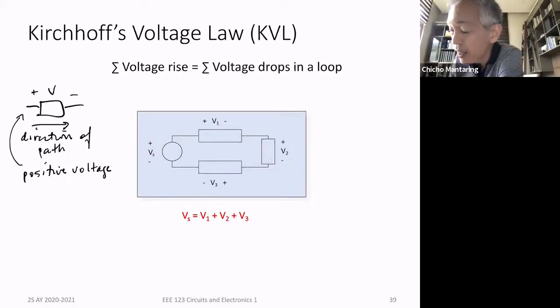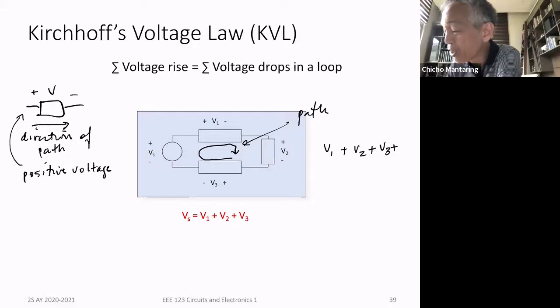Okay, so for example here, let's say we're going this direction. This is the path. No, this is not necessarily current, but this is the path. Taking the algebraic sum, we're going from plus to minus, so that's V1. We're going from plus to minus, that's V2. We're going from plus to minus, that's V3. And then we're going from minus to plus, so that's minus Vs. That should be equal to 0.